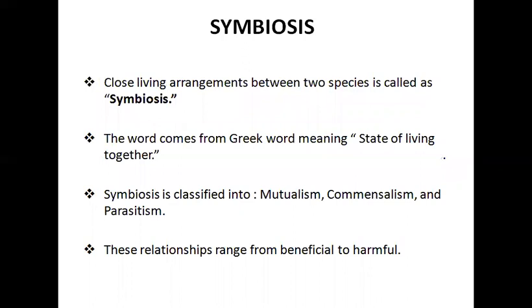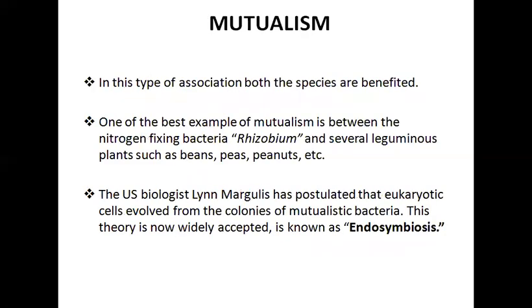Coming to what is symbiosis. Symbiosis is a close living arrangement between two species. The word comes from a Greek word which means state of living together. Symbiosis is classified into mutualism, commensalism, and parasitism, and these relationships range from beneficial to harmful relations between the two associations. Coming to mutualism, in this type of association, both the species are benefited. One of the best examples of mutualism is the relationship between the nitrogen-fixing bacteria called rhizobium and the leguminous plants such as the beans. These rhizobium species fix the environmental nitrogen for the plants.